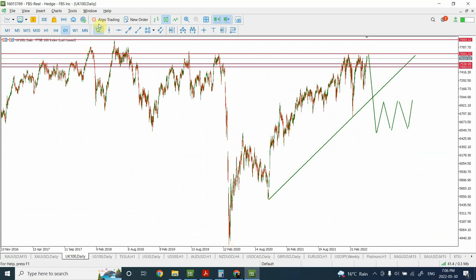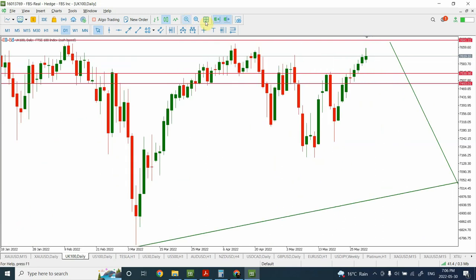But I am definitely looking for an A, a B, and C. And on a smaller time frame, I've already told you guys that it's very, very likely that we're going to see a U-turn happening in the FTSE in the next few days.